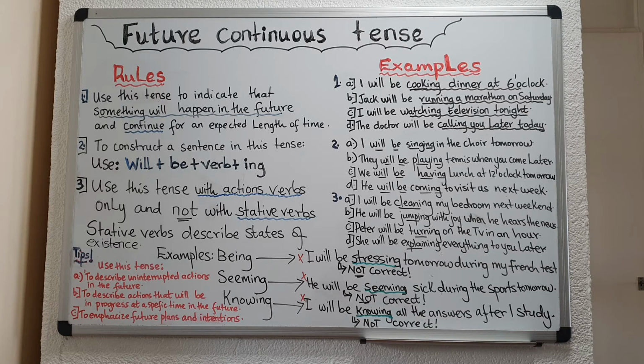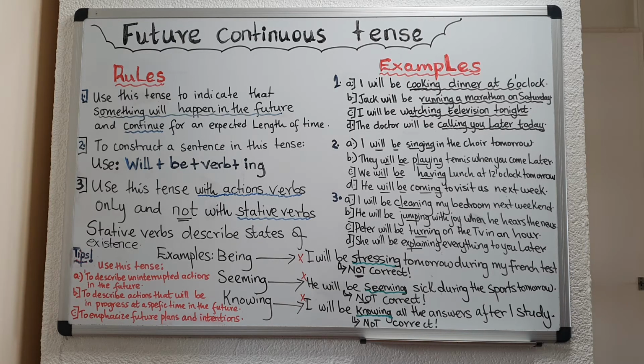So will plus be plus verb, that is, the verb in its original form, the first form, the base form, and then you add ing. It really is that simple. It is will plus be plus verb plus ing. Let's look at some examples of how to do that. Now, on the right, have a look at examples 2A, B, C, and D.